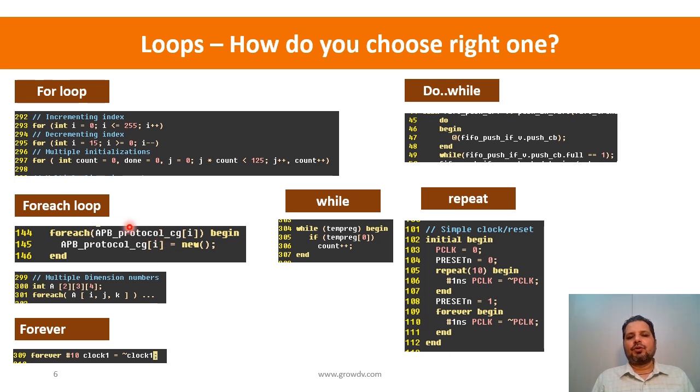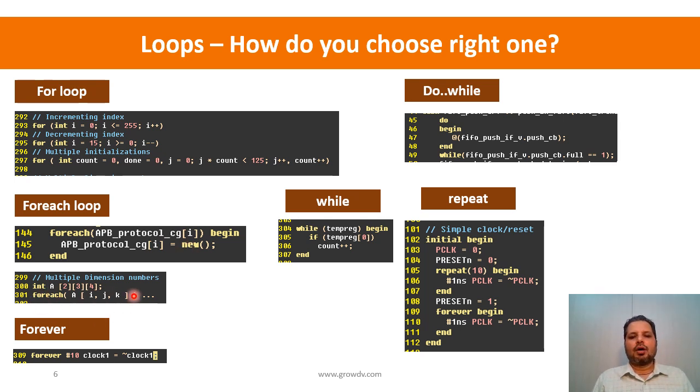So you can have a queue of classes, and you can do it this way and instance them. When I say apb_protocol_cg of i, it gives access to this particular value inside the array, but you can also use the value of i as an index. So both are available inside the foreach loop. So it is very handy. You don't need to know how many elements are present in the queue or in the dynamic array. Using the foreach, you can just loop through them, or iterate through them. So that way it is very helpful.